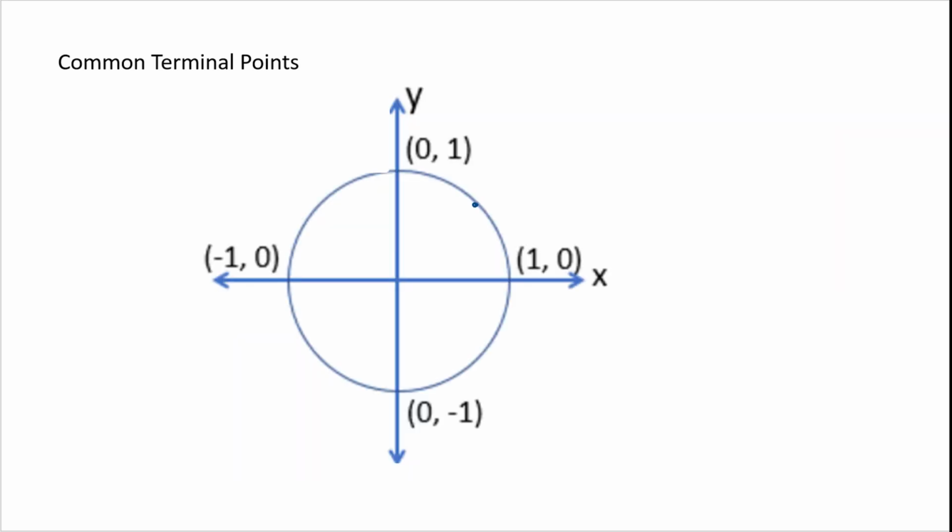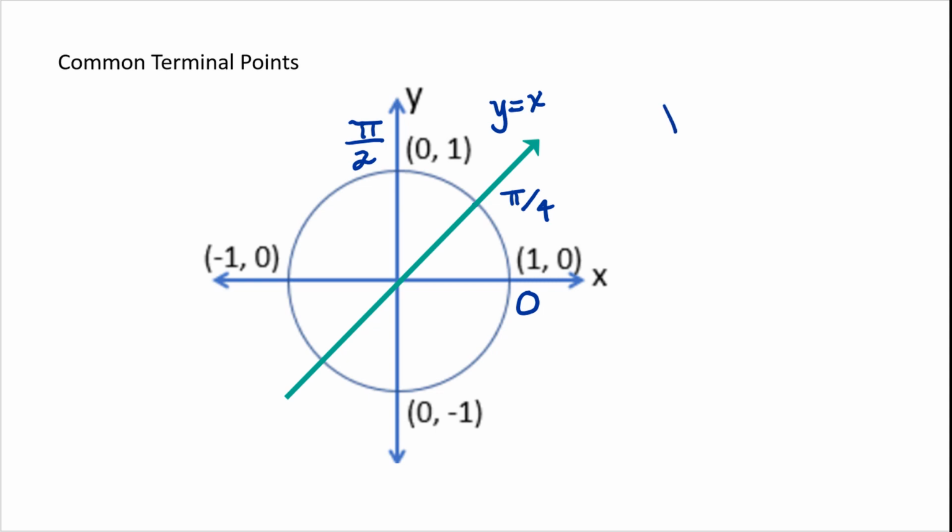The line y equals x intersects the unit circle at t equals pi over 4, which is also midway between t equals 0 and t equals pi over 2. Substituting x for y in the unit circle equation, we get x squared plus x squared equals 1. Let's solve for x. Adding the two x squareds together, we get 2x squared equals 1. Divide by 2 on both sides, and we get x squared equals 1 over 2.